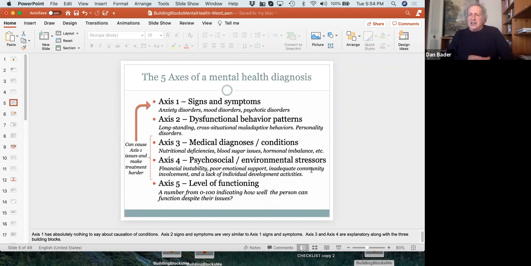If they're not taken care of, it's just common sense that you're going to have signs and symptoms up on axis 1.